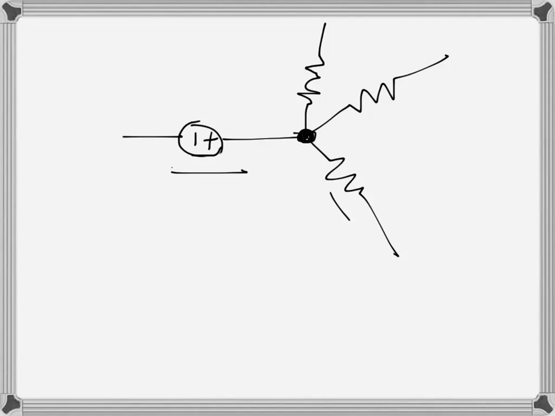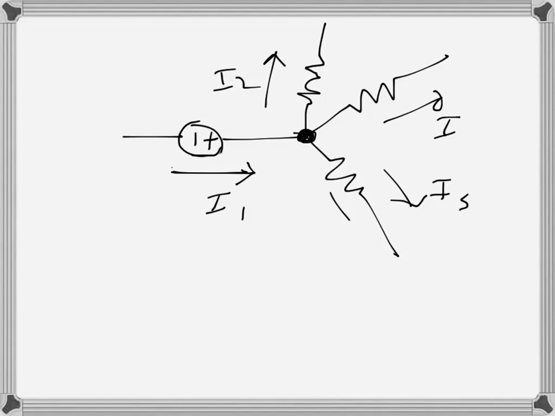So Kirchhoff's current law is something like that. At any junction, the sum of the entering currents is equal to the sum of the leaving currents. So let's say we have an entering current here I1 and leaving currents here, say I2, I3, I4, like that, and these are the directions. So according to Kirchhoff's current law, it will be like this.